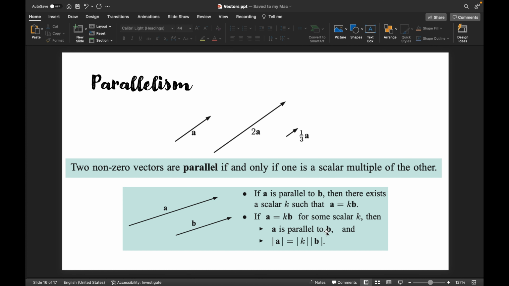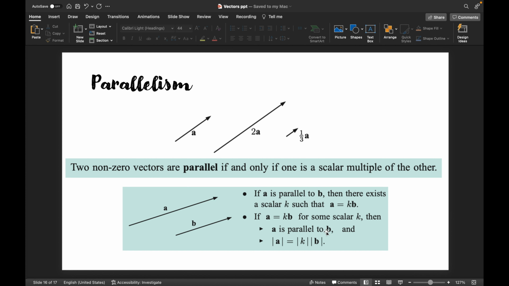Moving on, we're going to look at parallelism. This means that two vectors have the same direction vector. We're going to learn more about this in A levels if you're planning to take them. But here you just have to know that if two vectors are parallel, then they are multiples of each other.